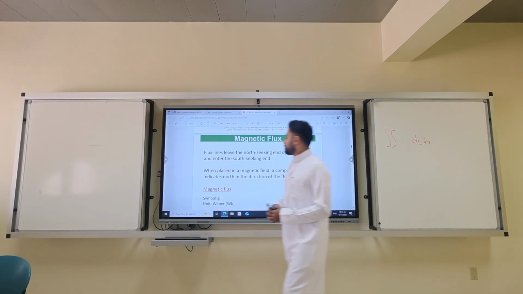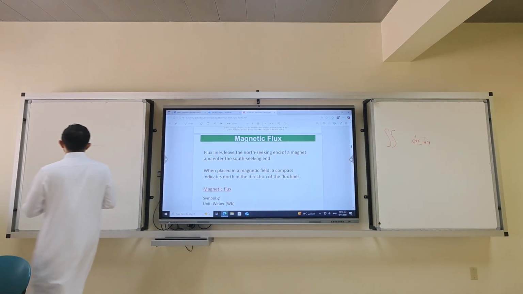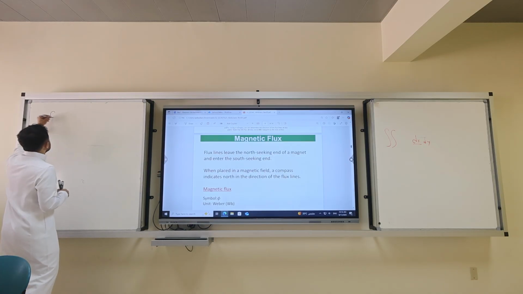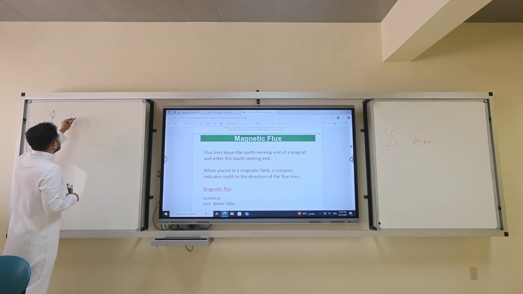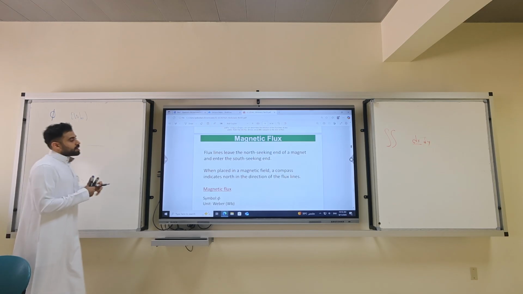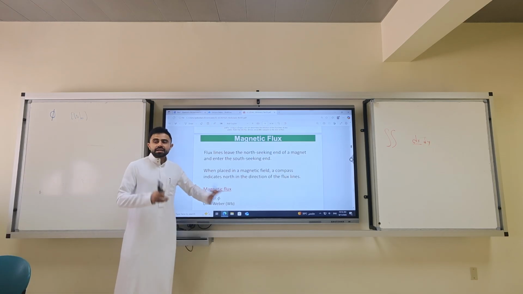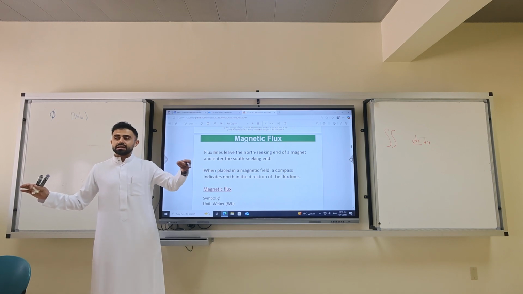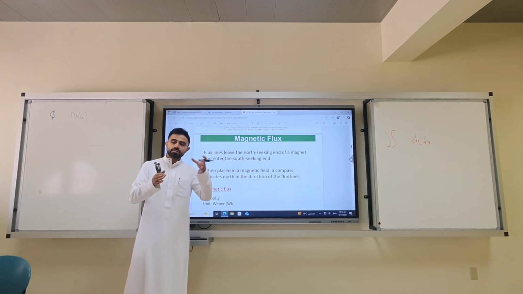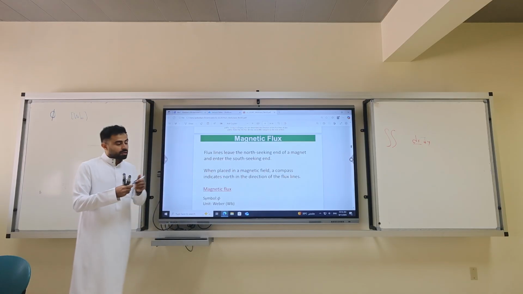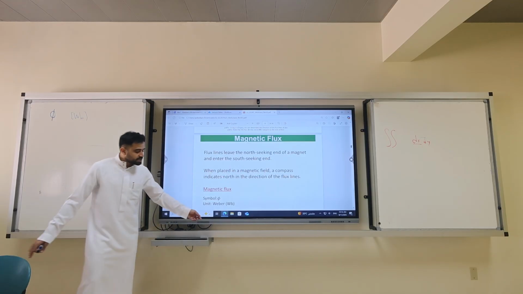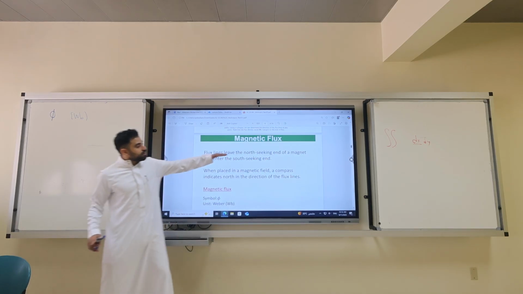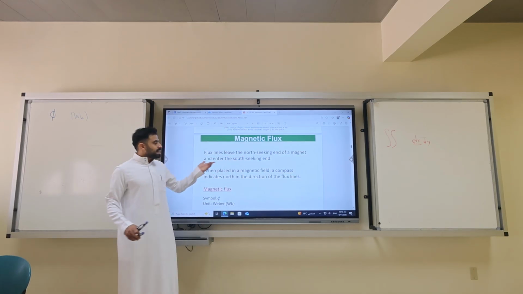Now, magnetic flux, the first quantity, is called sigma. So what is sigma? Measured in what? Weber. Magnetic flux, without the word density, is measured in Weber, and it is what? Flux lines leave the north, entering the south.